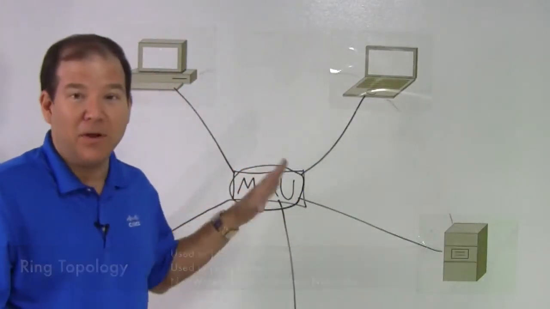To sum up a ring topology, we see it in token ring, we see it in FDDI, but honestly, we don't see it much in today's modern networks. Historically, though, it's important to understand the concept of a ring topology.